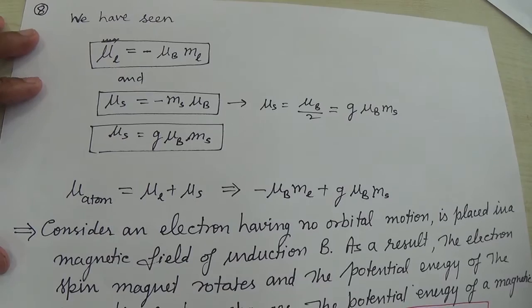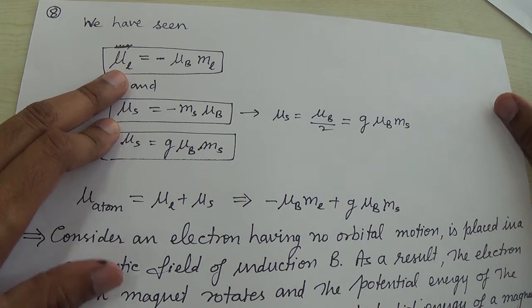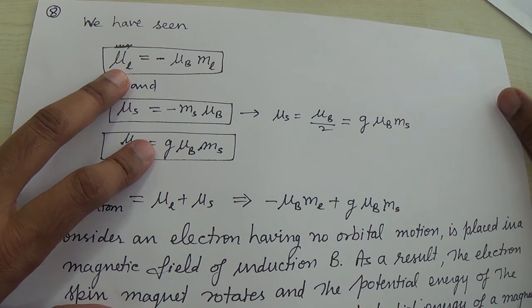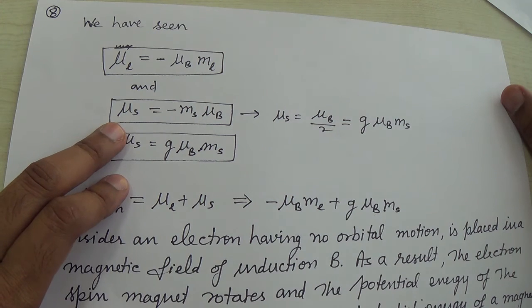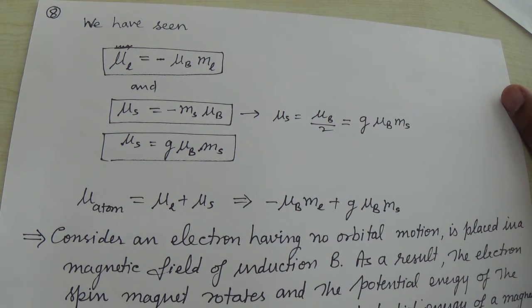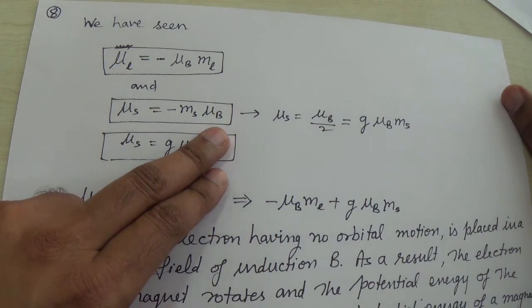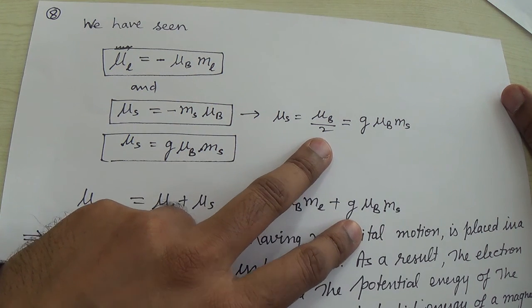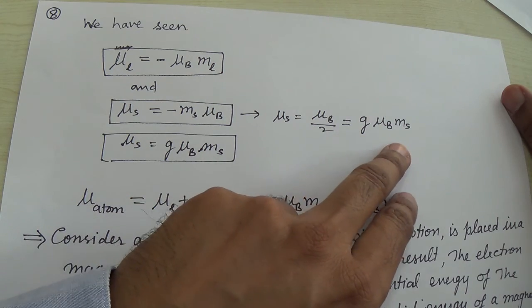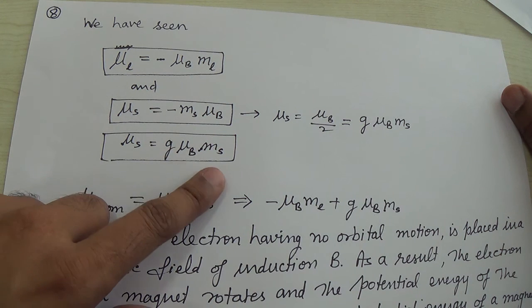So again I am revising here that we have seen mu L is the magnetic dipole moment because of the orbital motion of the electron, that is equal to minus mu B and ml. And because of the spin angular momentum, the magnetic dipole moment is minus ms mu B, which you keep it further with the value of g, that is mu s is equal to g mu B ms in a perfect way. So mu s is equal to g mu B ms.